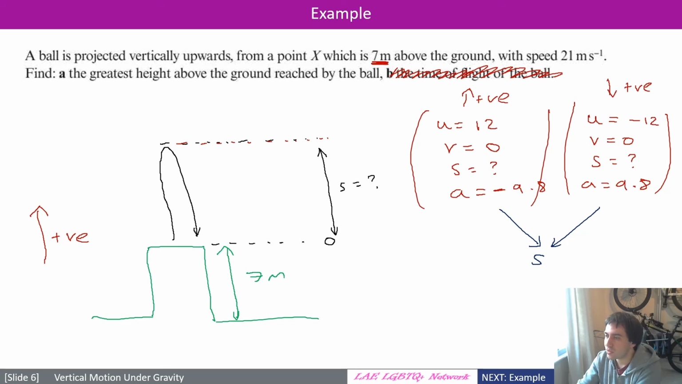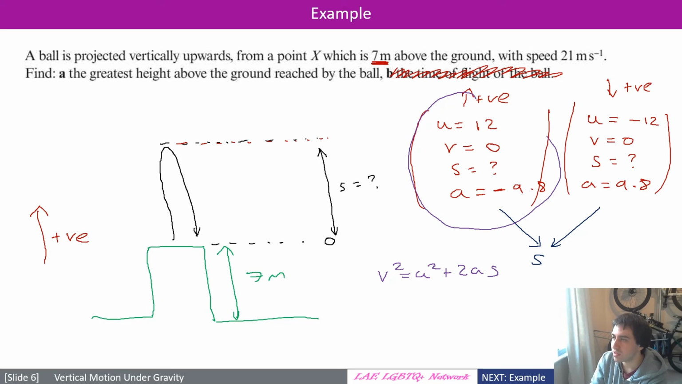Okay, so what is the greatest height obtained? We'll use SUVAT. I've got U, V, S and A. I'm going to use V squared equals U squared plus 2AS. Let's go with this version. Therefore 0 equals 12 squared plus, in this case, minus 19.6, which is 2A, times S. Therefore S is equal to 144 divided by 19.6.